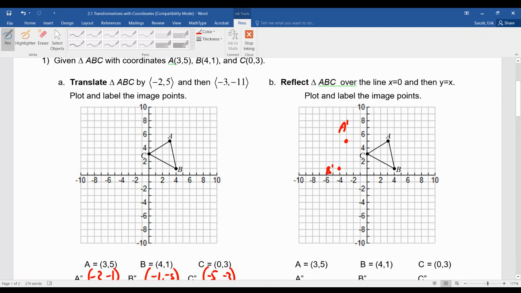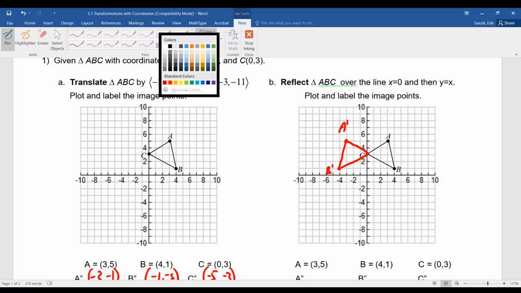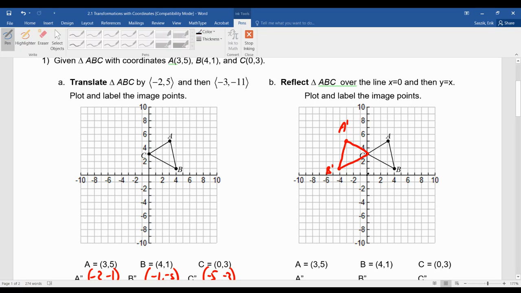Now, the question said, though, to plot and label the image point reflecting over X equals 0, which we just did, and then Y equals X. So this is something that's going to be a little bit more involved. By the way, Y equals X would be a slope of 1 through the origin. So that would look like that. So we have to reflect over this line. Now, it is a kind of a special line because the slope is 1.